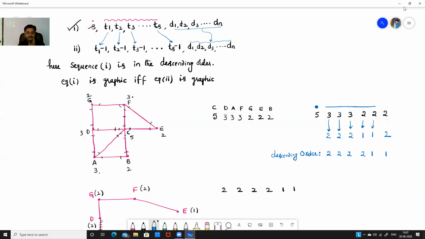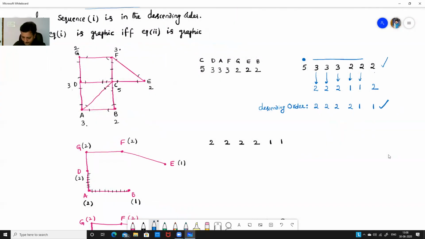Now, the Havel result says that if this is graphic, meaning it forms a simple graph, then obviously the given degree sequence also represents a simple graph. Clear? That is the meaning of the statement. If this new degree sequence forms a simple graph, then the given degree sequence also forms a simple graph. Suppose you are unable to decide whether it is forming a simple graph or not, then we can repeat the same process. Observe how I'm going to repeat the same process now.